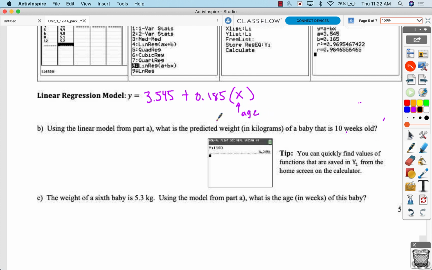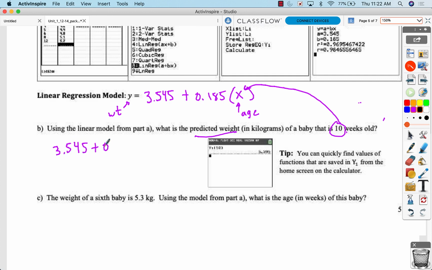That's your age, and that's your weight. Use the linear model: what is the predicted weight in kilograms of a baby that's 10 weeks old? Take a second. Where do you think I'm going to put this 10 to predict the weight? It's going to go right into here. So this is the work that you would need.